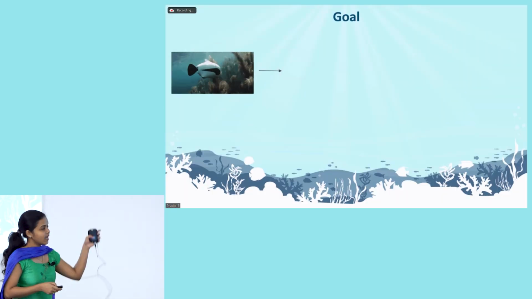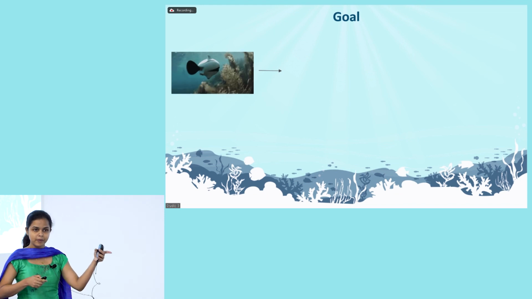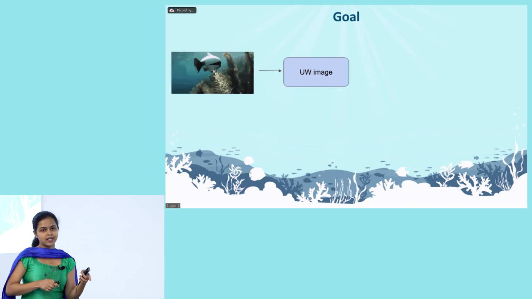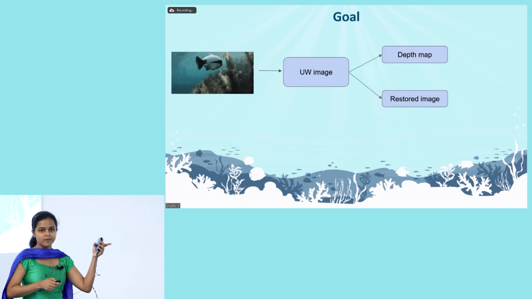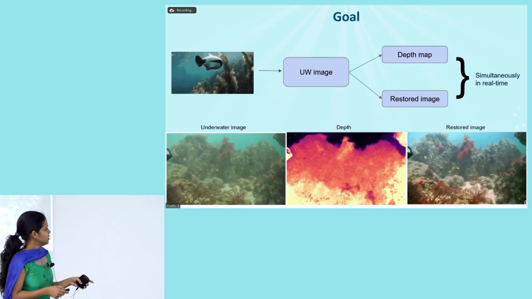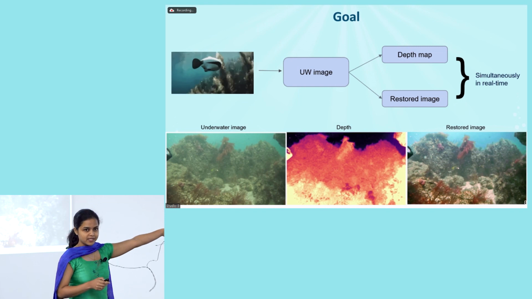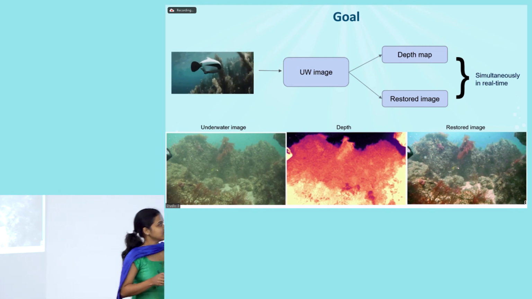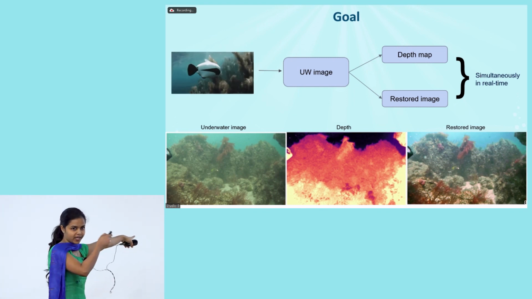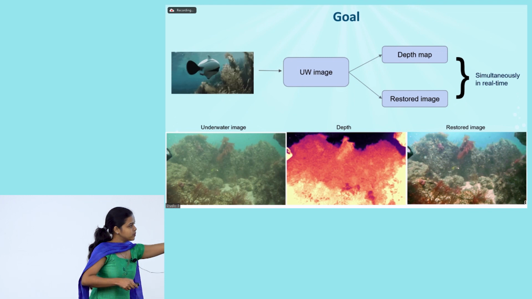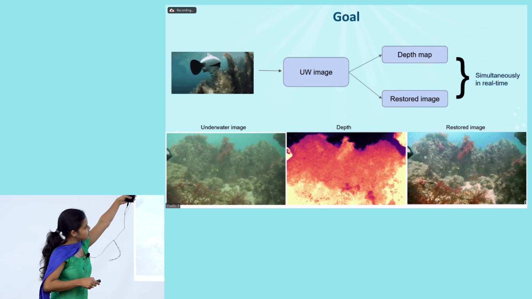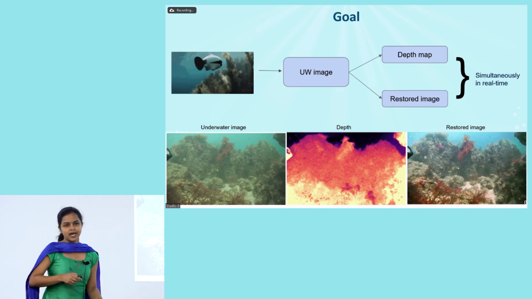So, the goal is: underwater robots will be passing through the water and capturing underwater images, and from a single underwater image I have to find the depth map as well as the restored image simultaneously in real time. As an example, if I have an underwater image like this, I have to get the restored image as well as the depth. Here you can see these portions are near to my eye, right? So, the depth map should have brighter portions there. Those portions that are far away will have darker color.